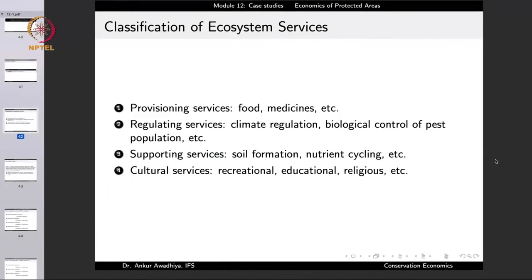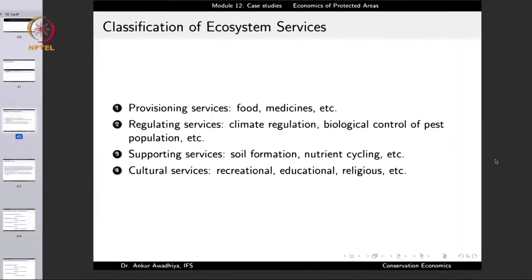So provisioning services include things like food and medicines. We also have several regulating services, such as the regulation of local climate, the biological control of pest population, and so on. So it has been seen that in areas that are close to the protected areas, the level of insect infestation is much lesser. Why? Because the protected areas harbor a large number and variety of birds. There will also be a large number of insectivorous birds, and these birds will provide protection to the farmlands that are near the protected area. So this is an example of a biological control over the pest.